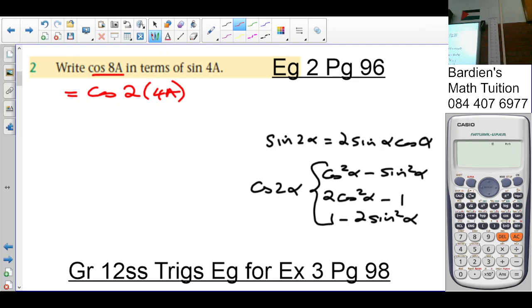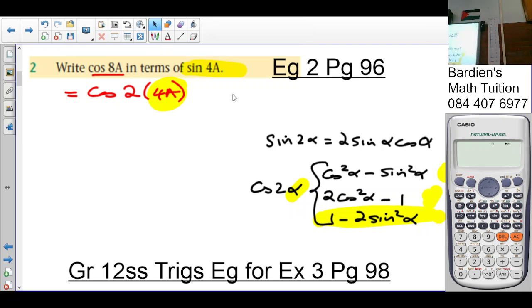Okay. So what do we have in alpha's place now? 4a. Can you see that, people? So we've got cos of 2 alpha. But what do they want? They want sine of 4a. So which one of the three are we going to use? 1 minus 2 sine squared. Why are we going to use that one? Because that one has only sines in it. If it said in terms of sine and cos, I would have gone with the first one. If it had said in terms of cos only, I would have gone with the second one. Does that make sense? Any confusion?